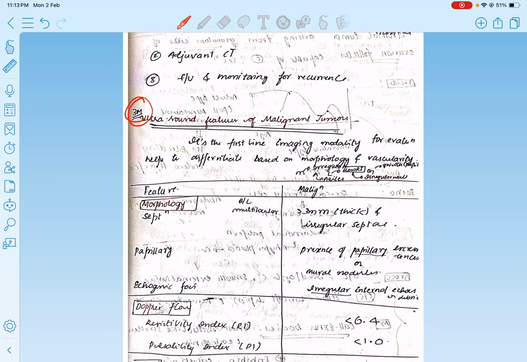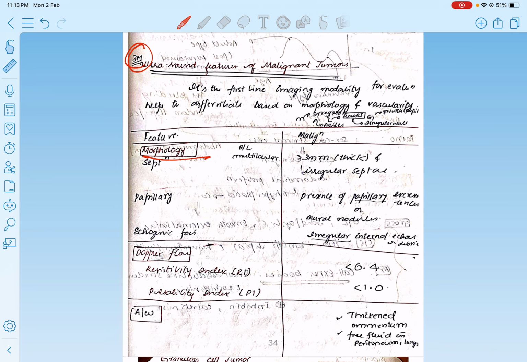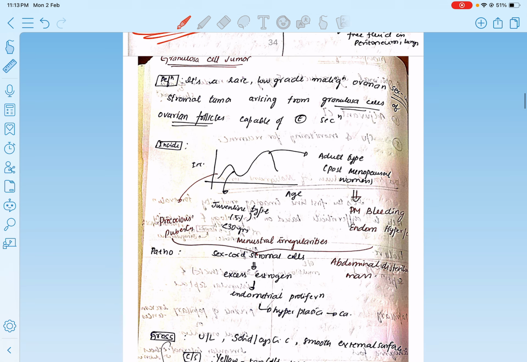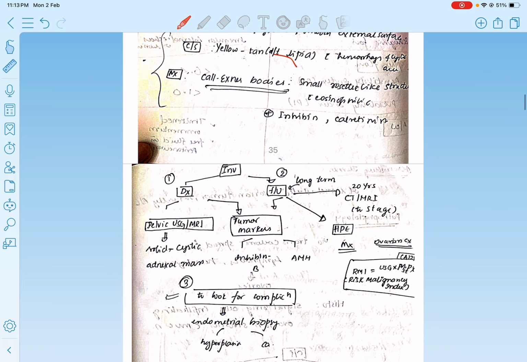While writing ultrasound features, make sure you divide it into morphology, Doppler flow, and what are the associated conditions. Okay, and granulosa cell tumor, while writing, make sure you draw this graph so that you know what are the major things which you need to mention also. Important thing is this.